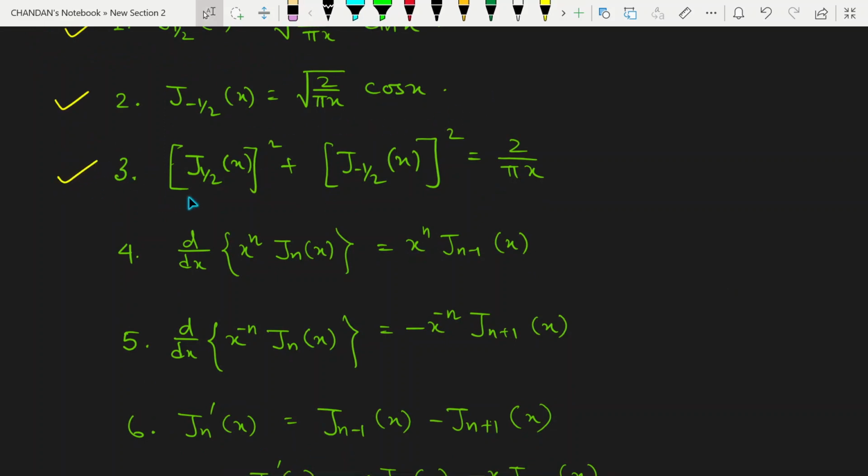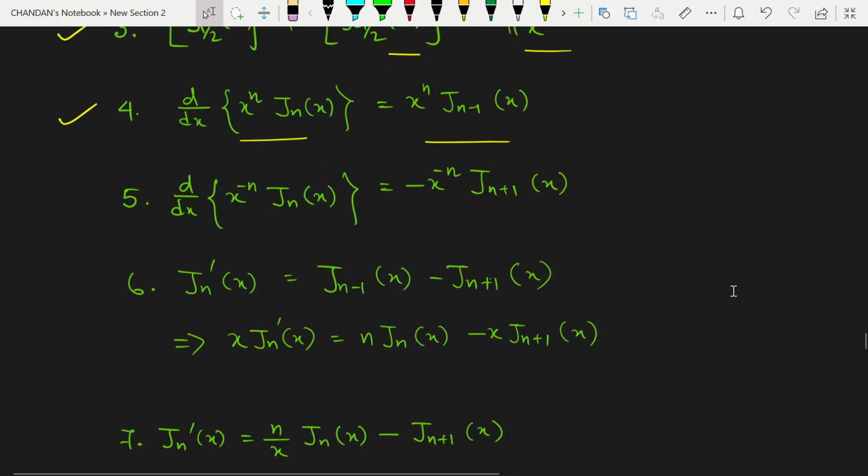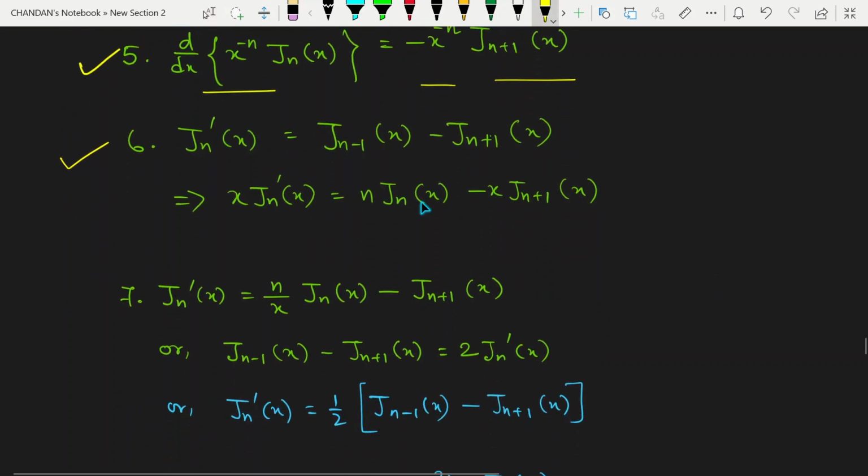Next, this one: J_{1/2}(x) square plus J_{-1/2}(x) square is equal to 2/(πx). So 1 and 2 imply this 3. Number 4: d/dx of x^n J_n(x) is equal to x^n J_{n-1}(x). Then number 5: d/dx of x^{-n} J_n(x) is equal to minus x^{-n} J_{n+1}(x). Number 6 is J_n'(x) is equal to (J_{n-1}(x) minus J_{n+1}(x))/2. This implies x J_n'(x) is equal to n J_n(x) minus x J_{n+1}(x).